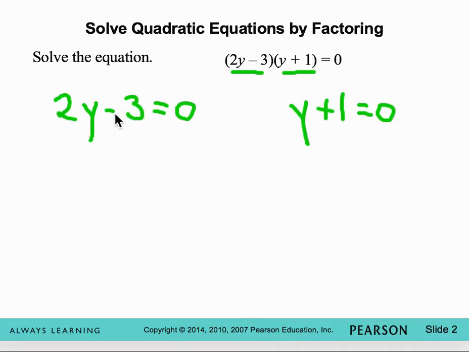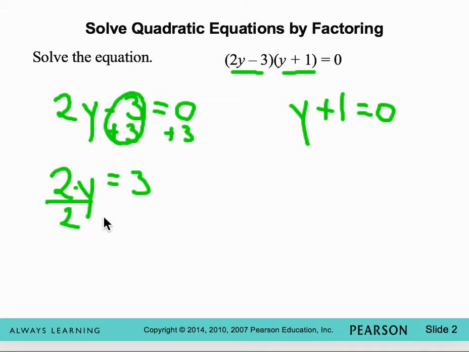Remember how we solve a linear equation? We put all our numbers on one side, variables on the other. So let's add 3 to both sides here. So that's gone. So 2y plus 0 is 2y. 0 plus 3 is 3. Since I'm multiplying by 2, to get rid of that 2, I'm going to divide by 2. Have to do the same thing to both sides, remember. Now 2 divided by 2 is 1. So I wind up with 1y equals 3/2.